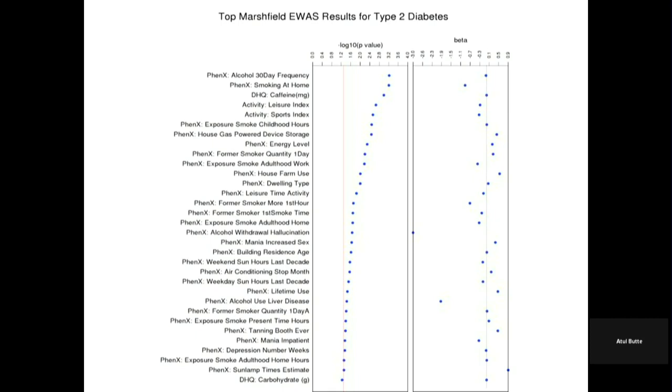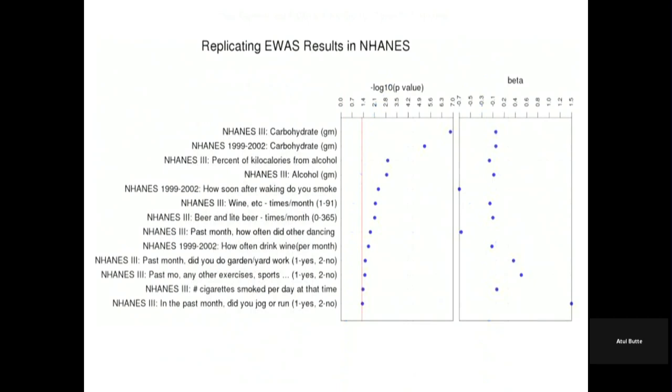We then looked to replicate this in NHANES, which is the National Health and Nutrition Examination Survey. I'm not saying it again. You heard it. To try to replicate them, it turns out that we see replication of alcohol and smoking. Again, the questions were asked differently this time, but we see similar effects.